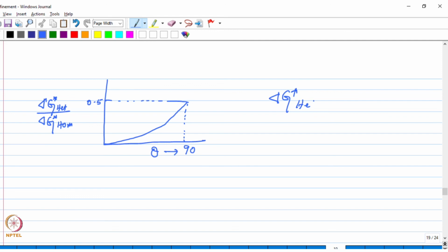So for all practical values of theta, you can see that delta G star heterogeneous is always less than delta G star homogeneous, right? So for small values of theta, the energy barrier for the heterogeneous nucleation will be much lower compared to that for the homogeneous nucleation case. And that is why in nature generally the heterogeneous nucleation is always preferred, because the energy barrier for the heterogeneous nucleation is lower. Okay.